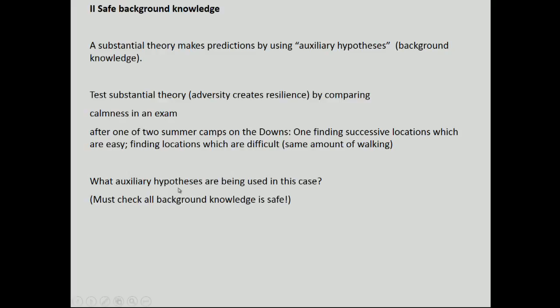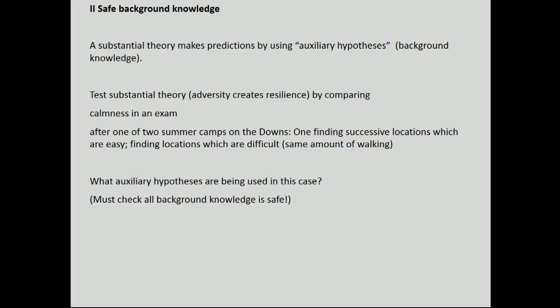So what are the auxiliary hypotheses in this case? Well, in general, you always have to assume the dependent variable measures the thing that you claim it measures. So the claim is that calmness during an exam measures resilience. The claim is that this manipulation here manipulates adversity. Those are assumptions you'd have to make in order for this experiment to test the substantial theory. So those are amongst the auxiliary hypotheses that you have to have.